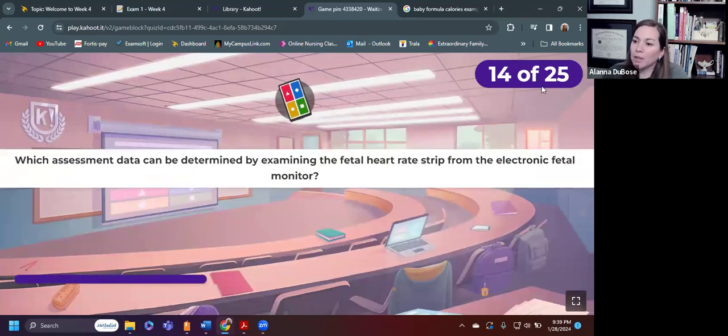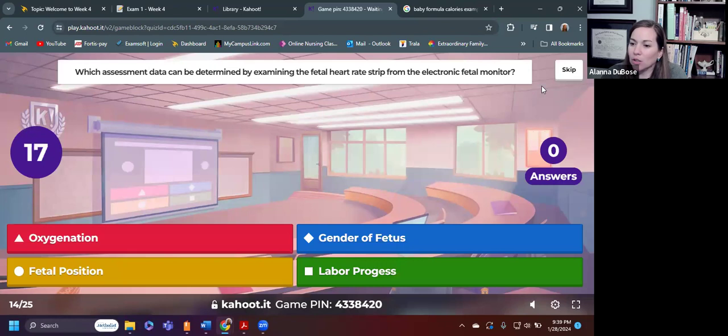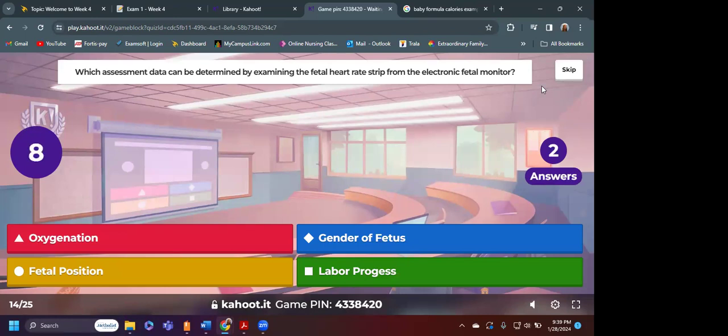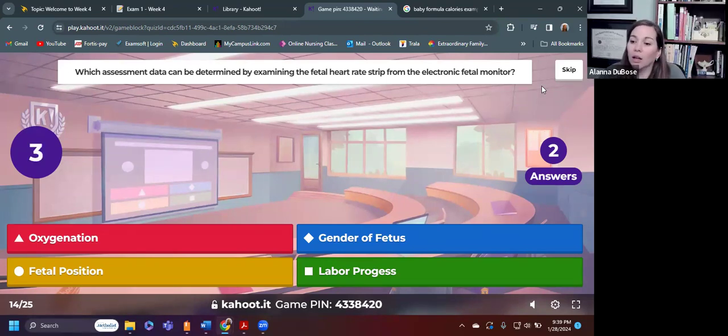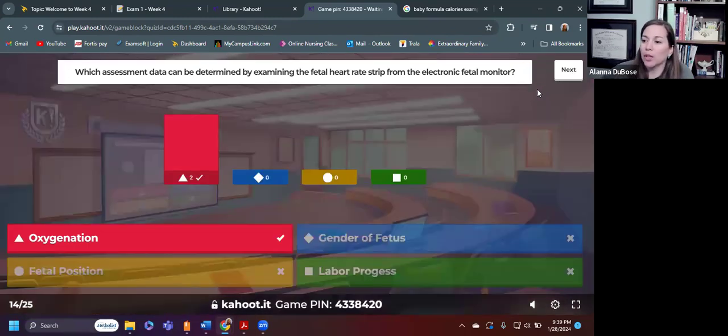Which assessment data can be determined by examining the fetal heart rate strip from the electronic fetal monitor? Oxygenation, red. Gender of the fetus, blue. Yellow, fetal position. Green, labor progress. Red. Yes. Oxygenation of the baby, right? We talked about that. In particular, the variability of the heart rate shows us the current oxygenation status. Okay, good.